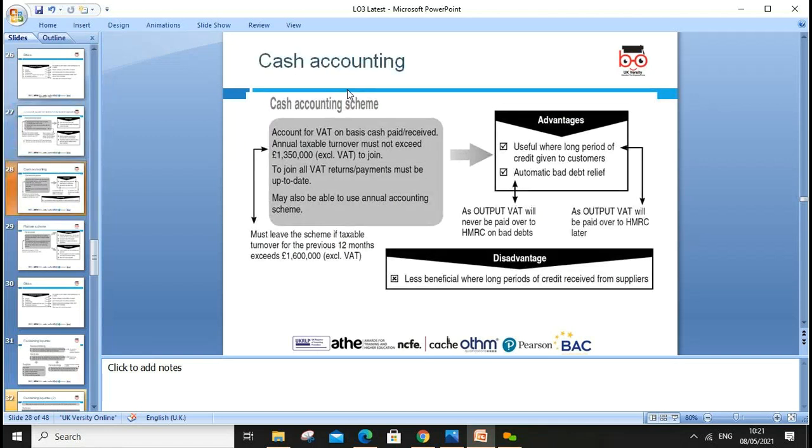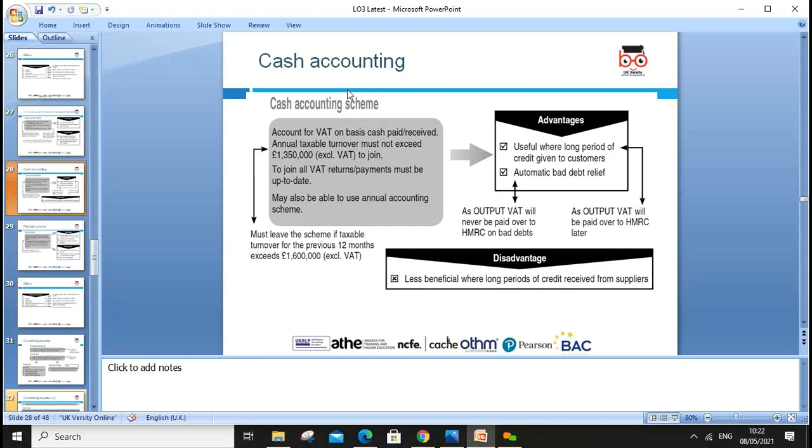Okay, cash accounting again is 1.35 million, and it can go up to 1.6 million. What are the advantages? Why do people choose cash accounting? Anyone? What do you think? Basically, when they receive the payment, they record it in the accounts, isn't it? Yes. So cash accounting means you only include in the return what you receive in cash and what you pay.